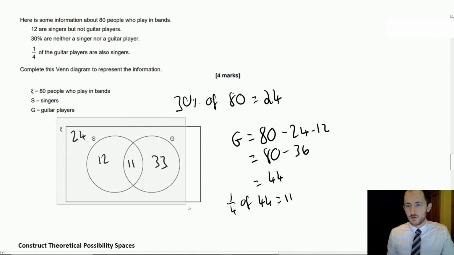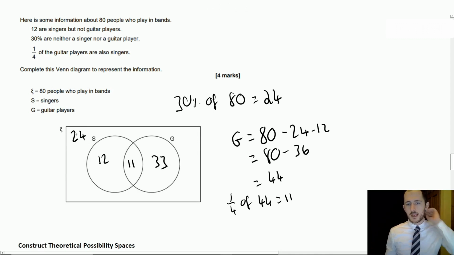So the best thing to do at the end of a Venn diagram question is to add up all of the numbers to make sure it equals the total. And that's 4 marks. You lose a mark for every number you get incorrect. Okay? So you don't really gain marks as much as lose them. Okay, so hopefully that makes sense.